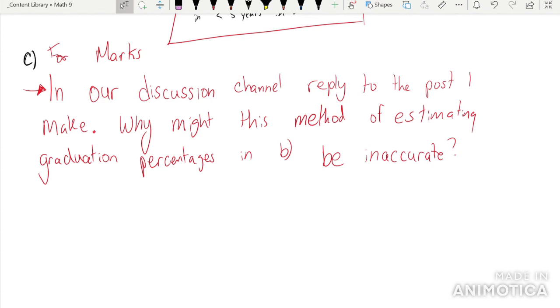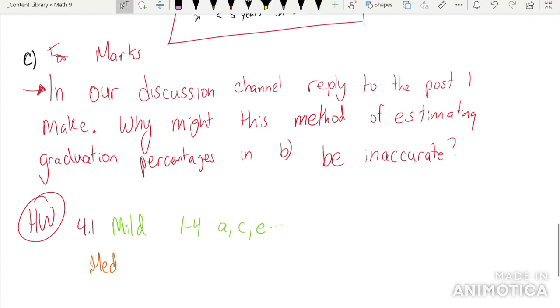And I'm going to give participation marks for this, so I want people to chime in and tell me their thoughts. In terms of homework, I'm also going to post, because this is going to be what we're picking up with when we meet again on Tuesday next week. So homework is 4.1. I'll do 3 colors. So our mild questions are 1 to 4, A, C, E, so every second one. Our medium, which I'll put in orange, is 5 and 6, A, C, E.